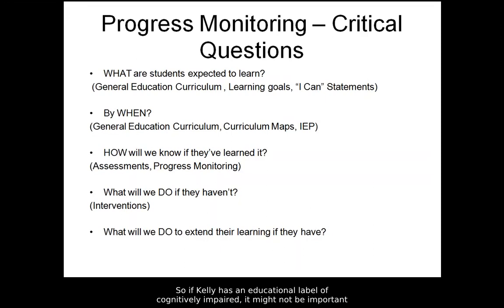So if Kelly has an educational label of cognitively impaired, it might not be important for her to know all the parts of 7th grade social studies, but a curriculum map would help us figure out what parts are important. So they're a tool that can be used to talk about when. If the child isn't going to be making the same progress in the general education curriculum, curriculum maps are often helpful. And lastly, IEP goals and objectives can also help us talk about by when, because progress monitoring is part of the IEP.